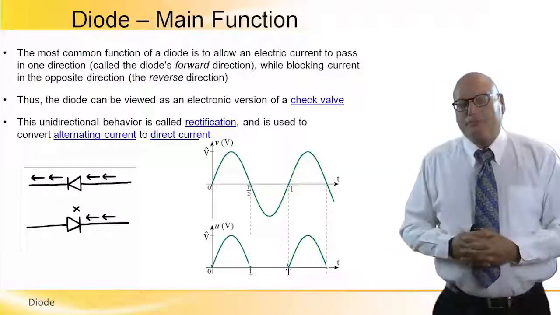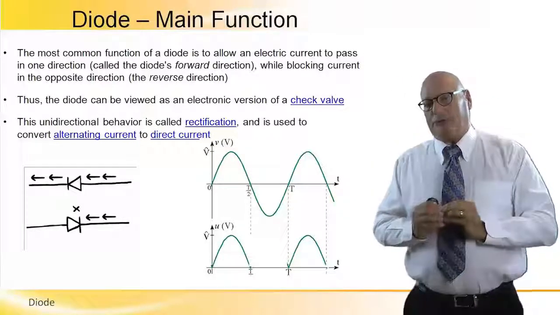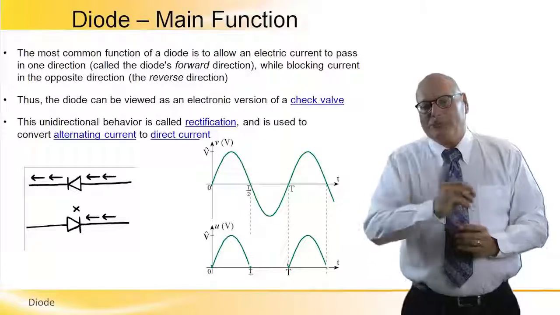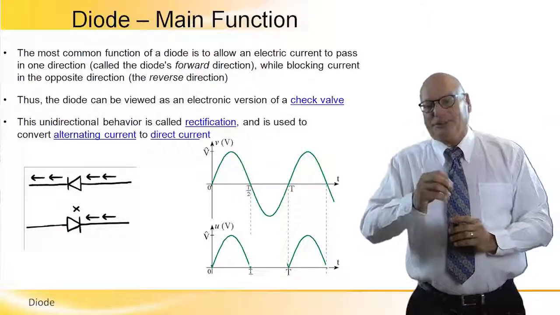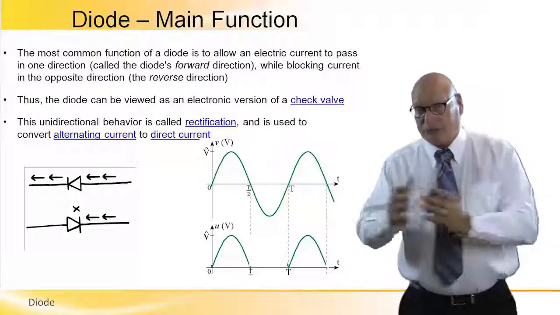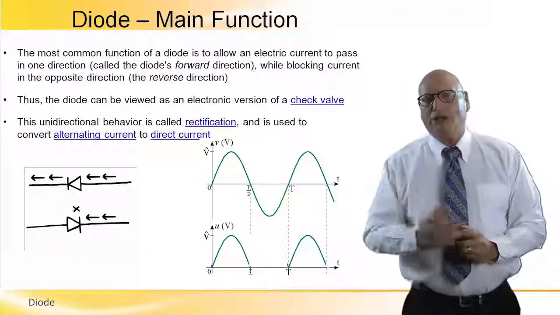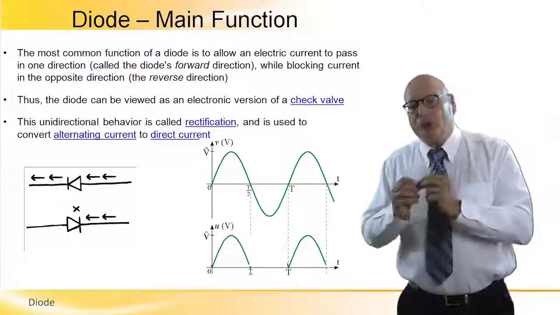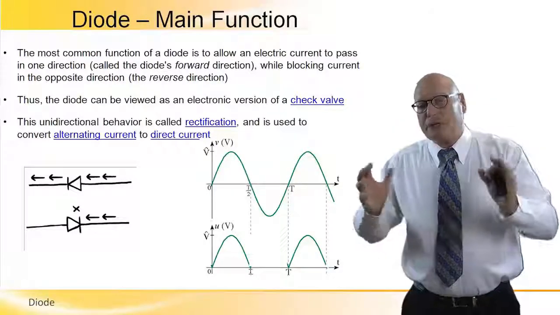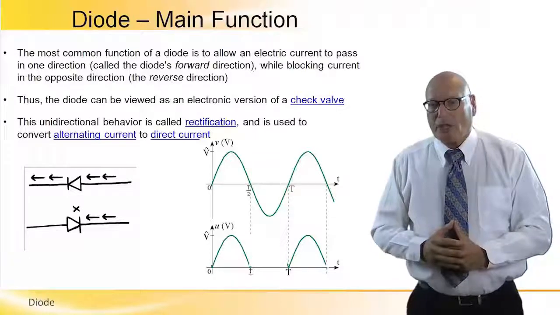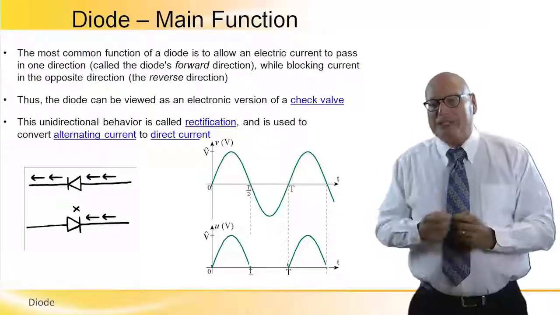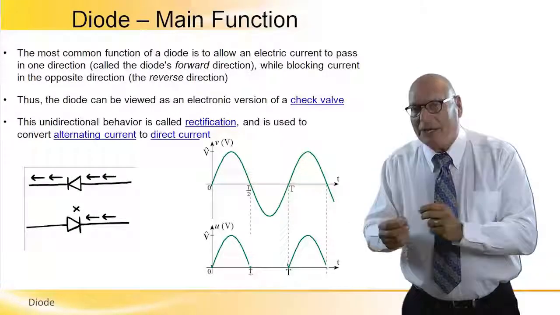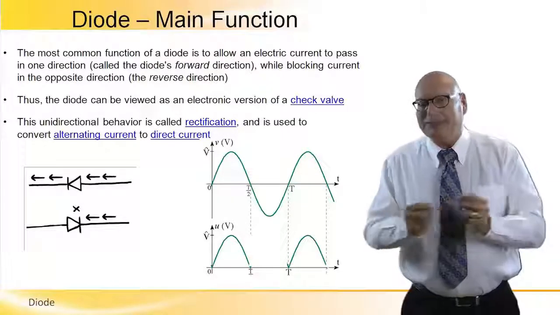And the most common function of a diode, we're still in the definition of it, is to allow an electric current to pass in one direction, called the diode's forward direction, from the anode to the cathode, while blocking current in the opposite direction, the reverse direction. Thus, the diode can be viewed as an electronic version of a check valve. This unidirectional behavior is called rectification and is used to convert alternating current (AC) to direct current (DC).